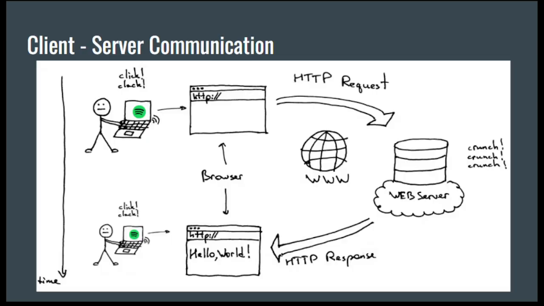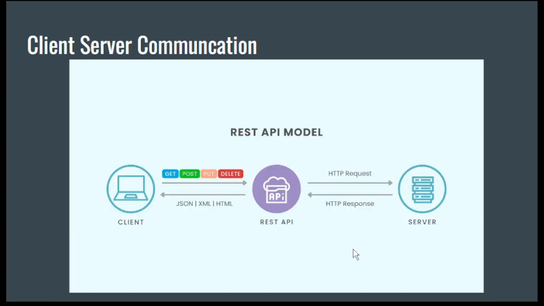REST APIs come in, and whenever that app needs that information, it'll just send that information, and it's not as slow, it's not as inefficient, and it's not going to waste the amount of data that client-server communication used to do, right? So here's an actual diagram of how this REST API model works.